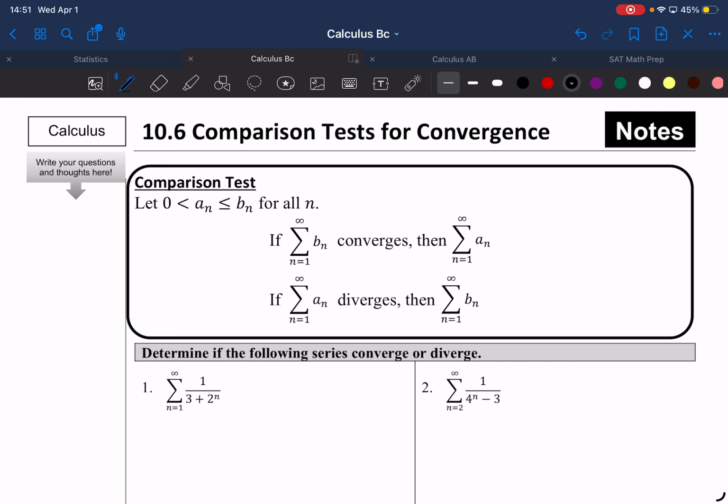b sub n. This is very important when doing the comparison tests. Remember, a sub n is always going to be the part that is attached to the summation. So it says if the summation of b sub n converges, then the summation of a sub n converges. And then the next one says if the summation of a sub n diverges, then the summation of b sub n diverges.